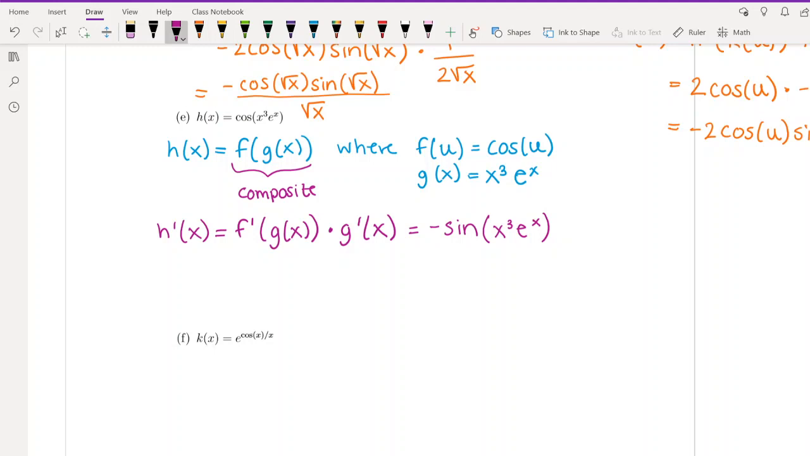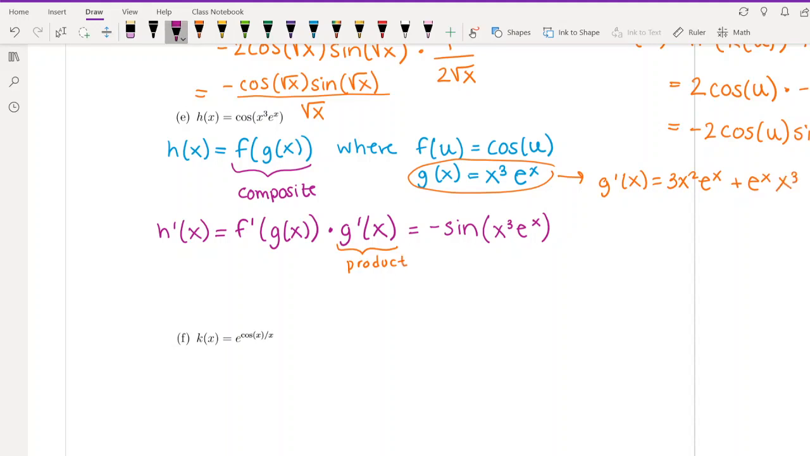Then we want to multiply that with g prime of x, but to find g prime of x, we need to use the product rule, right? Because we can see that g of x is a product. So to find the derivative of this, we would have to say g prime of x is equal to, we take the derivative of the first term, which is 3x squared, multiply that with the second term, and then to that we add the derivative of the second term times the first term.